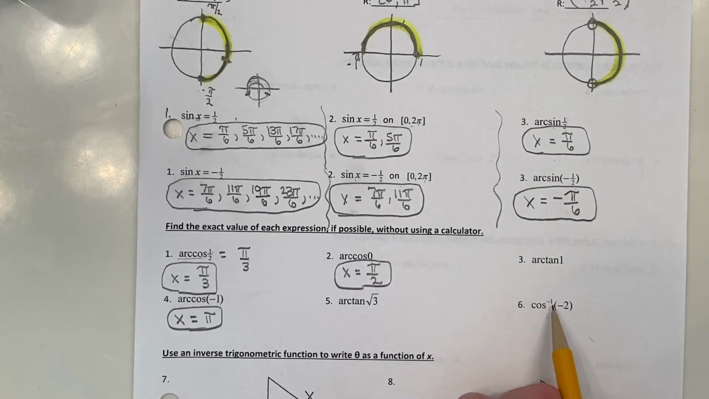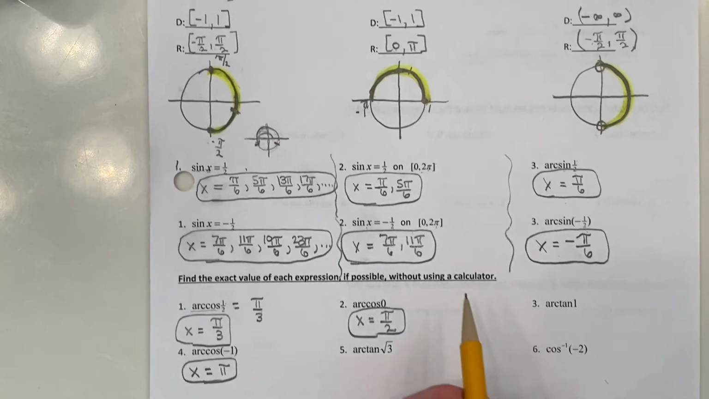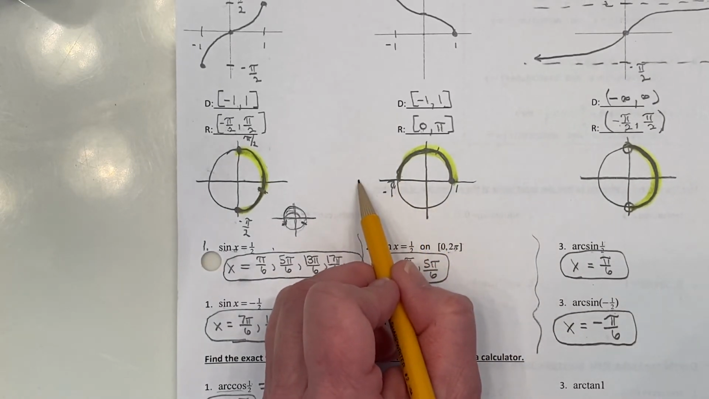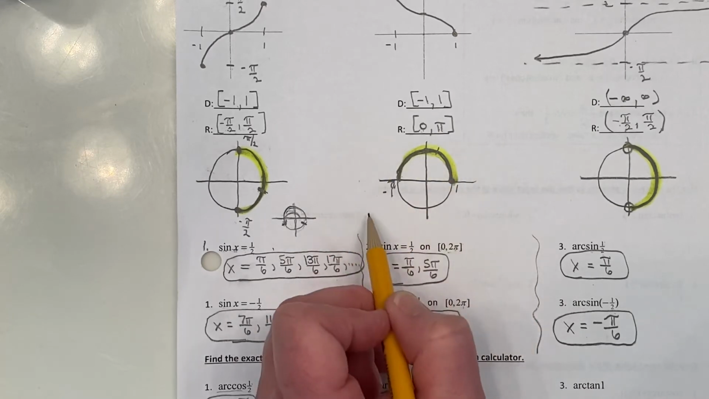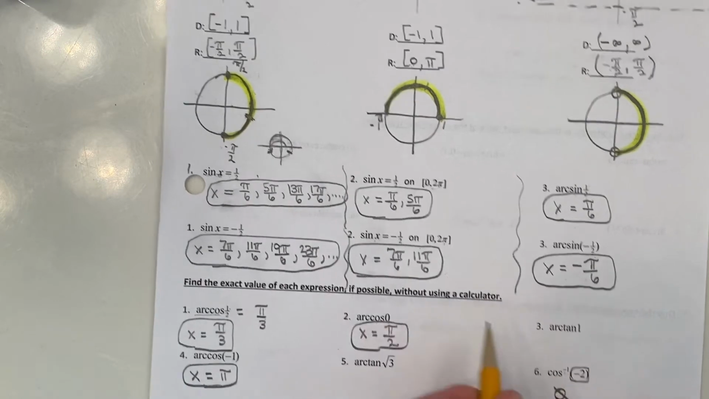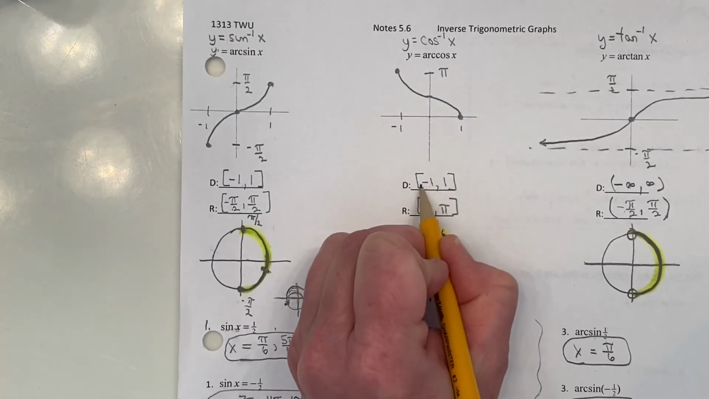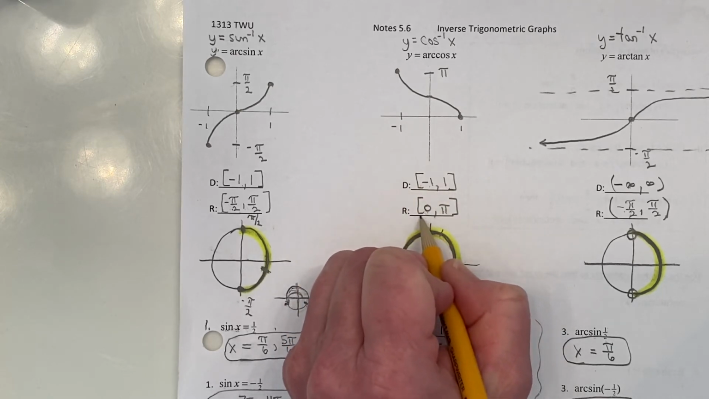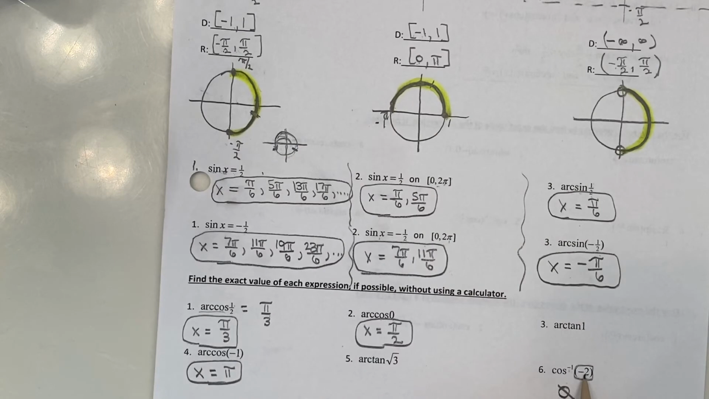So instead of using arc, we're using the -1, but it's the same thing. So what angle has an x-coordinate of -2? Well, if I come up here, this is x is -1, x is -2 is way over here. It's out of bounds. So our answer is going to be no solution. Because remember, the domain for arc cosine is -1 to 1, and -2 would be outside of this domain, so I wouldn't have an answer. If you did this on your calculator, second cosine, and put in -2, it'd give you error.